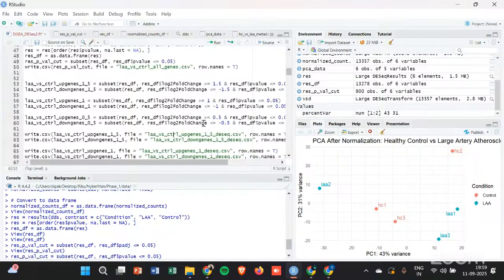Because in some papers I have seen that if we set the category log 2 fold change as 0.585, it means the fold change is greater than 1. Is it right, sir? Yes, if you think about it, that is the case, right? Let me check once. If the log 2 fold change is 1, it means the fold change is 2.